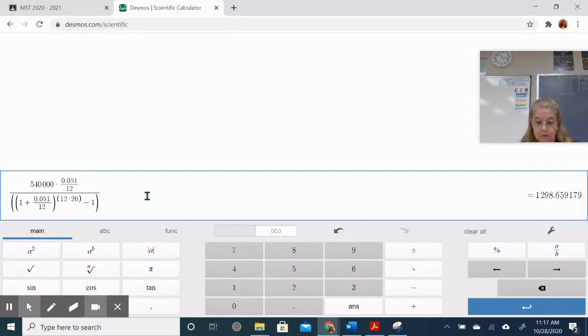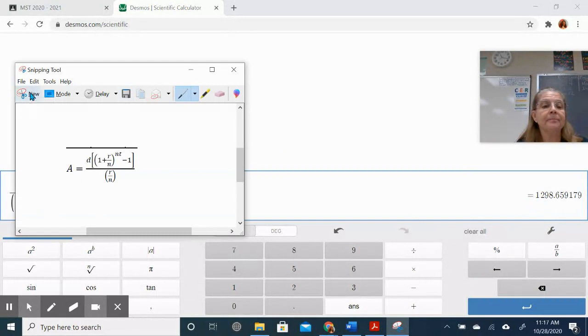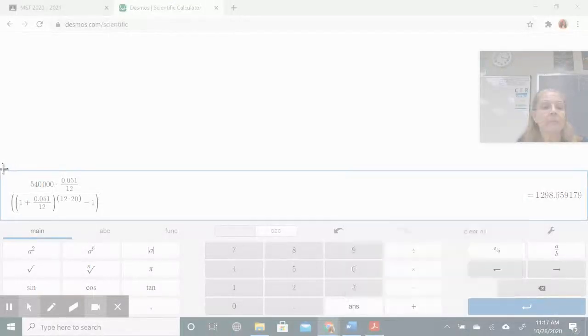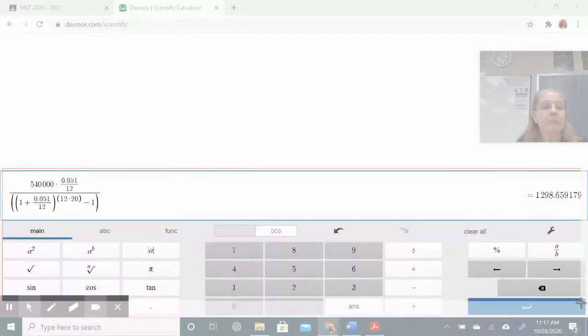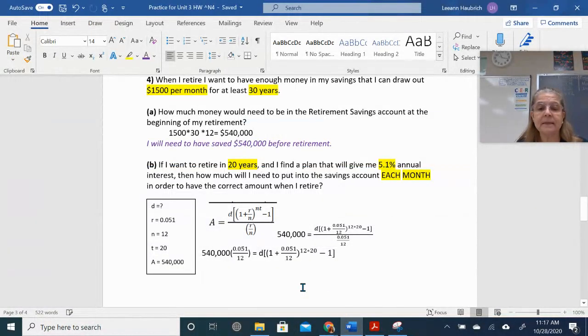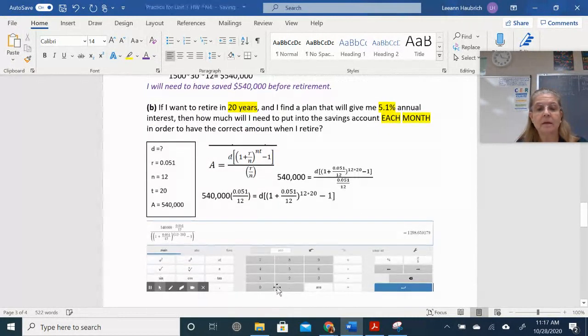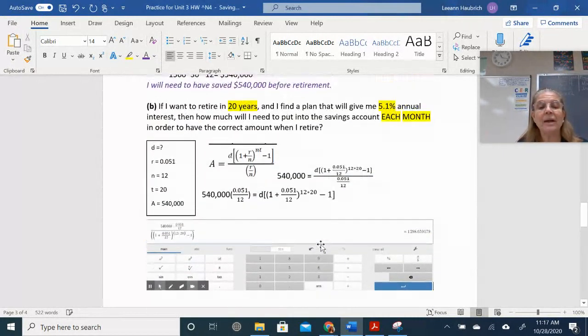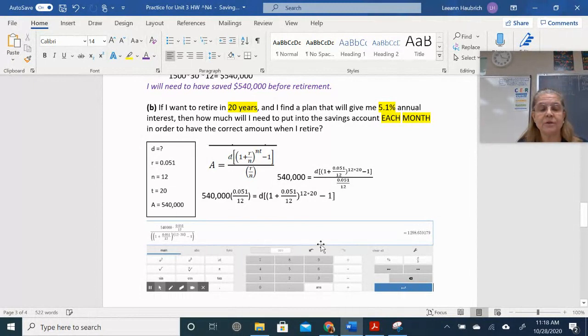So it looks like we have to come up with $1,298.66 each month to have enough money for the 20 years. Let's take a screenshot of this so you can see what this looks like. I'm going to take a screenshot. I'm going to add it right into my document underneath. So here's all my work, and now I have to answer that question.